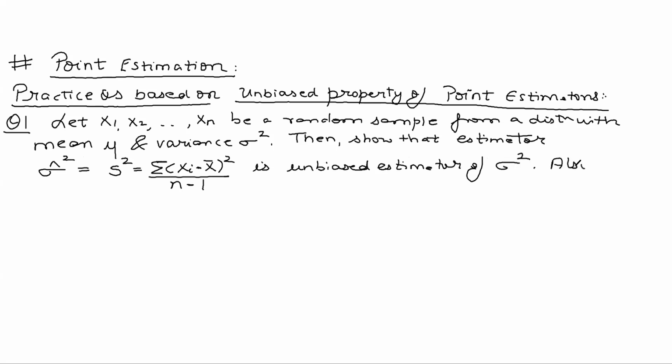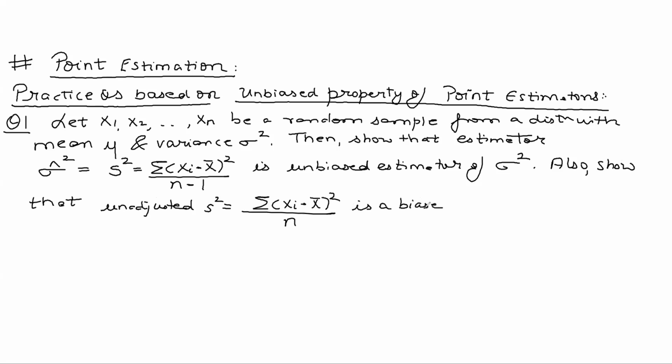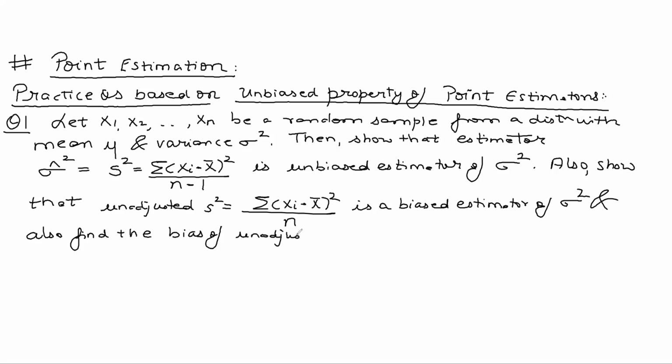The question also asks us to show that the unadjusted S square, which is summation xi minus x bar square by n, is a biased estimator of sigma square, and also find the bias of S square, the bias of unadjusted S square. So this is our question.